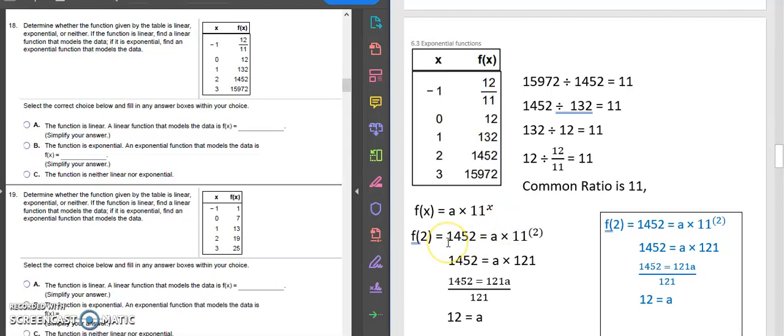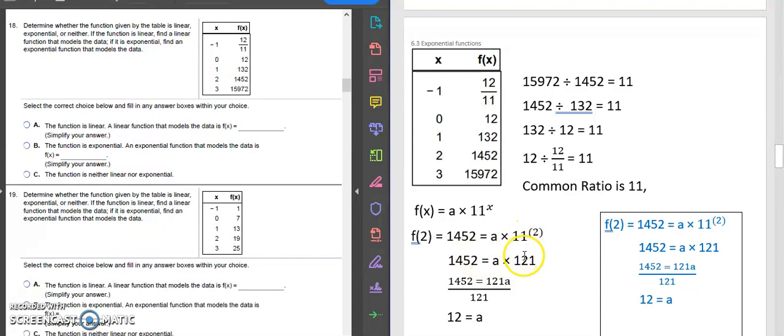All right, so I'm picking up right where I left off. We were plugging 2 into the function. We're trying to find a here. So you choose a point. We plug 2 into the function. We want to get 1452 as our answer. And then we solve for a.